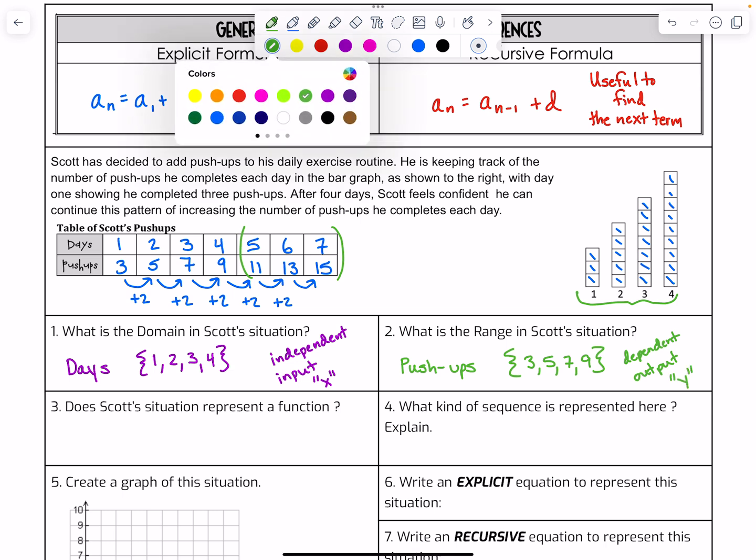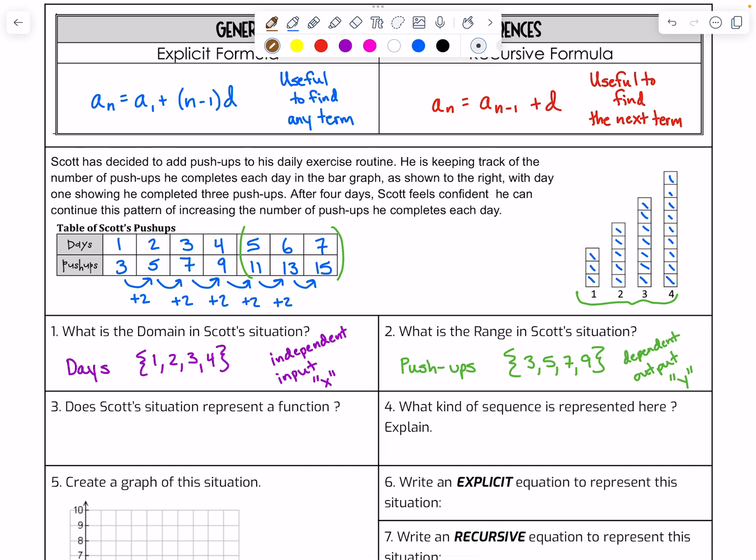All right, the next question asks, does Scott's situation represent a function? So we want to think, does every input have exactly one output? So we can look at our table and see that on day 1, he completed 3 push-ups. And on day 2, he completed 5, which is a different number than day 1. And it continues that each day he did complete a different number of push-ups. So we could say yes. And the reason is every day, which was our input values, has a unique number of push-ups, which is the output value.